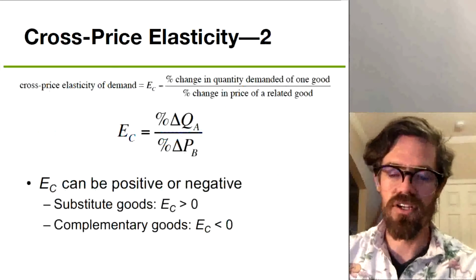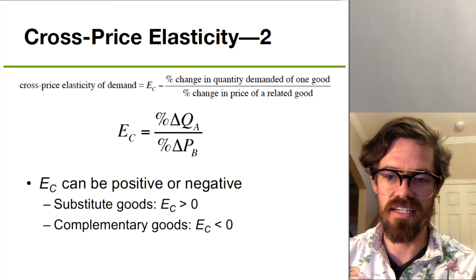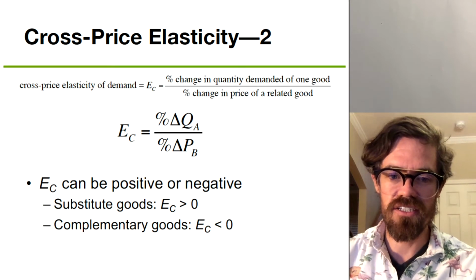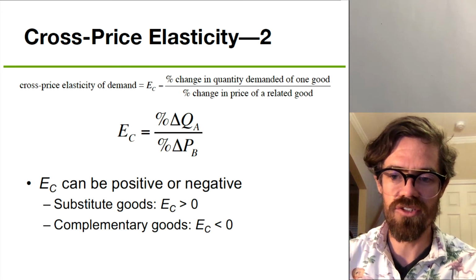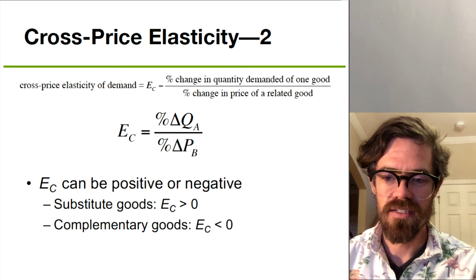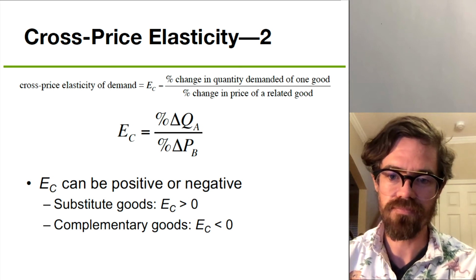All right, so we're going to denote cross-price elasticity of demand as EC. As you can see, it looks very similar to price elasticity of demand, but we're talking about two different goods here. So we're talking about the quantity of good A, for example, and the price of a related good B. That's why we've got the subscripts there, A and B. It's not the price of good A, but some related good B.